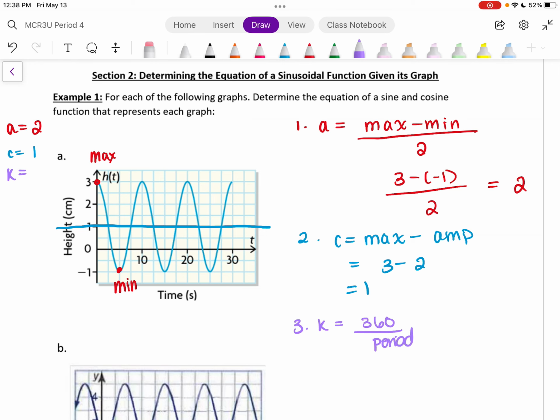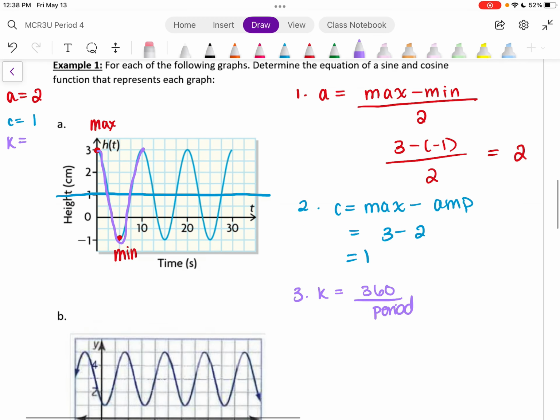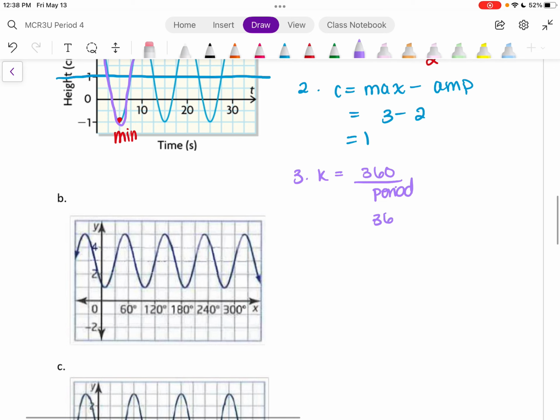So let's go trace one of these. This is the cosine function, goes down, goes up, and then see how it's starting again. So now I have a period of 10, right? So my period is 10, so I'm just going to do 360 divided by 10, which is equal to 36. So my K value is 36.